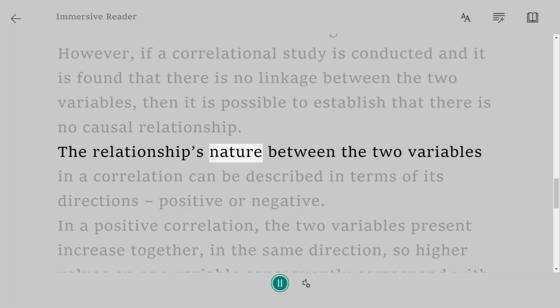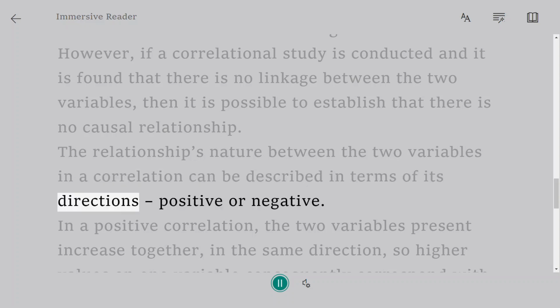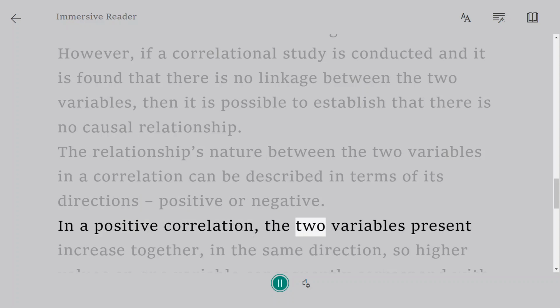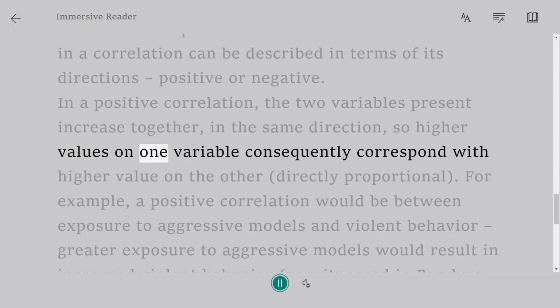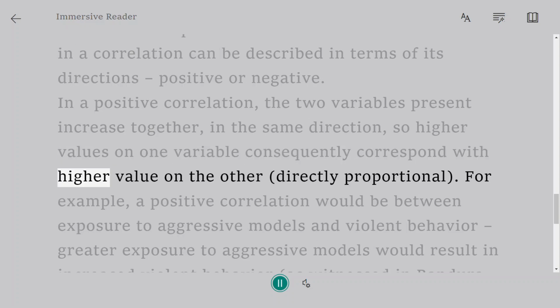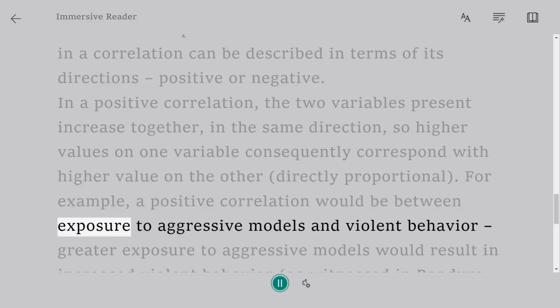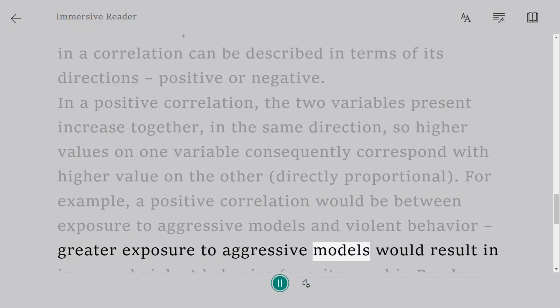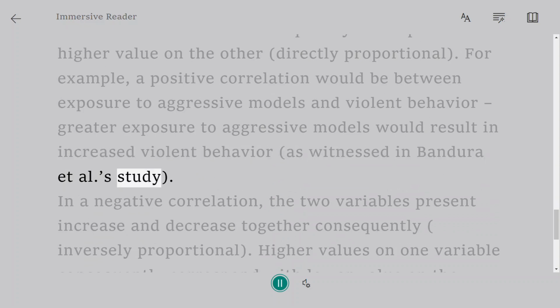The relationship's nature between the two variables in a correlation can be described in terms of its direction, positive or negative. In a positive correlation, the two variables increase together in the same direction, so higher values on one variable correspond with higher values on the other, directly proportional. For example, a positive correlation would be between exposure to aggressive models and violent behavior. Greater exposure to aggressive models would result in increased violent behavior, as witnessed in Bandura et al.'s study.